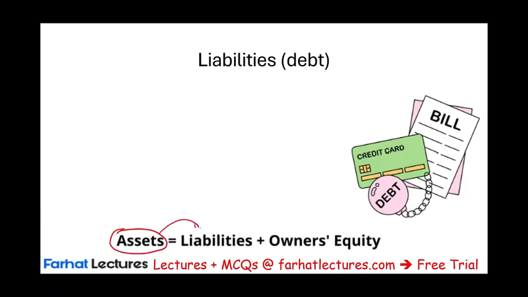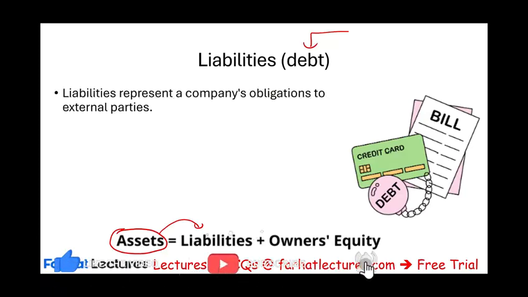Let's move to the second term, liabilities. If I want to define liability with one word, I will define liability as debt. We are all familiar with debt. Liabilities represent a company's obligation to external parties. When you have a debt, what does that mean? That means you have to pay someone. Why do you have to pay someone? Because you either borrowed money from them, or you purchased goods or services from them. Something happened, and as a result, you incur the debt.